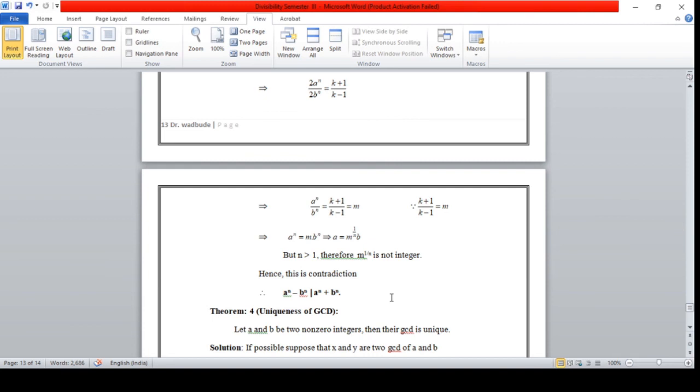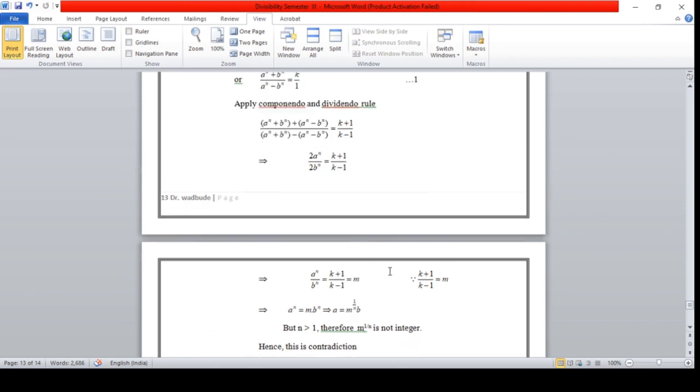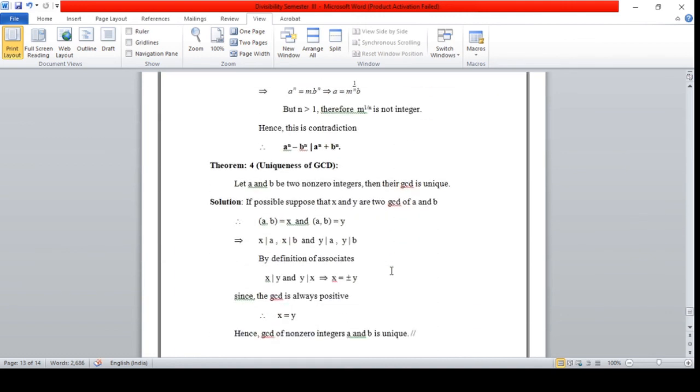Hence our assumption or our condition is wrong, means this is a contradiction. Therefore a raised to the power n minus b raised to the power n is not a divisor of a raised to the power n plus b raised to the power n. This is the important example. Theorem.